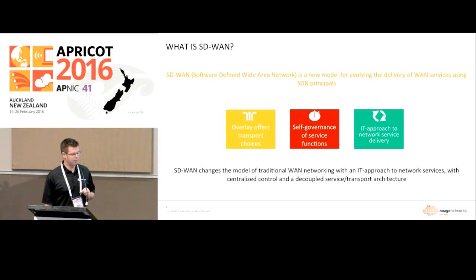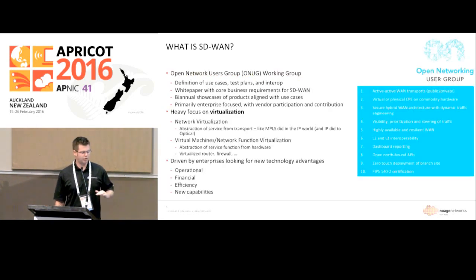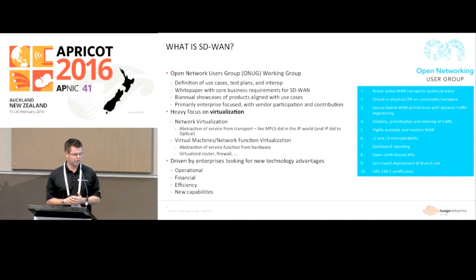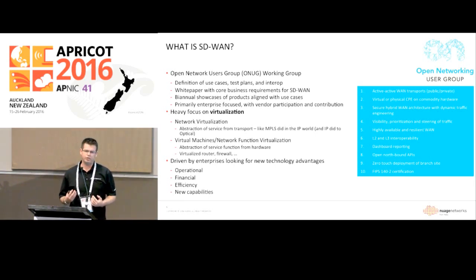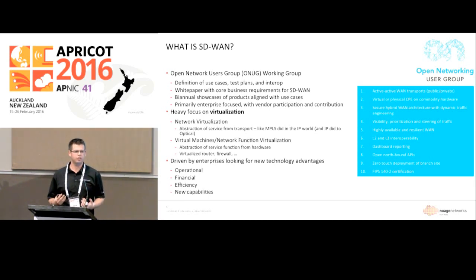So digging a little bit more into SD-WAN, there is an organization called the Open Networking User Group, or ONUG, that has working groups in it. And there is an SD-WAN working group. This defines use cases, test plans, and in the case of SD-WAN, a set of requirements here in the blue box. These were boiled down from enterprises with vendors involved in supporting the discussions and the conversation, and basically came out with the Big 10, right?